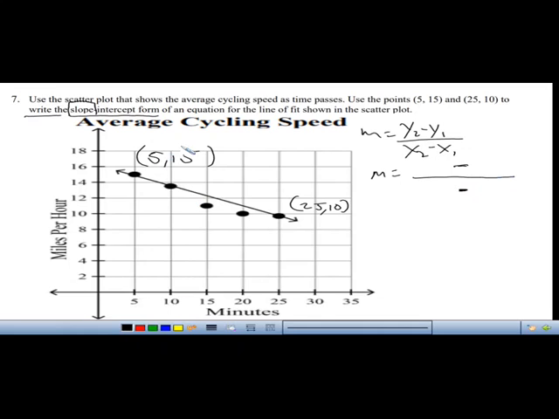And I'm going to label my points. This is x sub 1, y sub 1, which is 5 is x sub 1, 15 is y sub 1. And for the second coordinate, this is x sub 2, y sub 2, 25 being x sub 2, 10 y sub 2. All right, let's substitute values into our equation. We have y sub 2 minus y sub 1, so that is 10 minus 15. From there, we have x sub 2 minus x sub 1. So x sub 2 here is 25, and x sub 1 is 5.